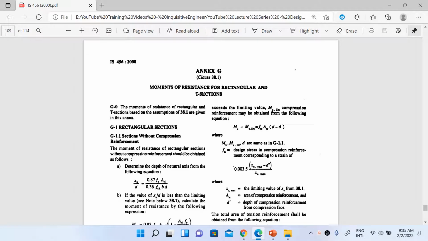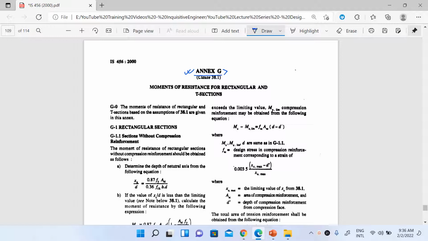Let's continue with our lecture on the analysis of singly reinforced rectangular beam section. So before going into our slide, let us look at this Annex G of our IS code 456. In our previous lecture also we referred to this Annex G and said that some formulas were given in this annex, and we derived those formulas.